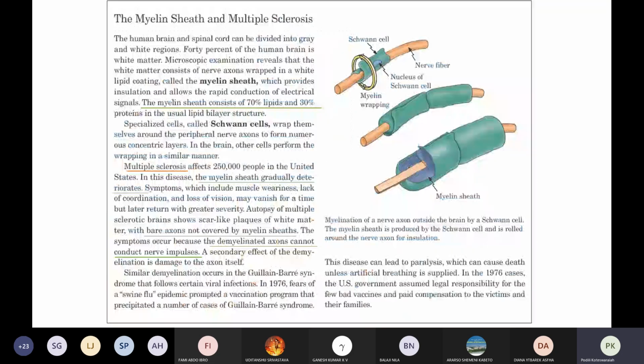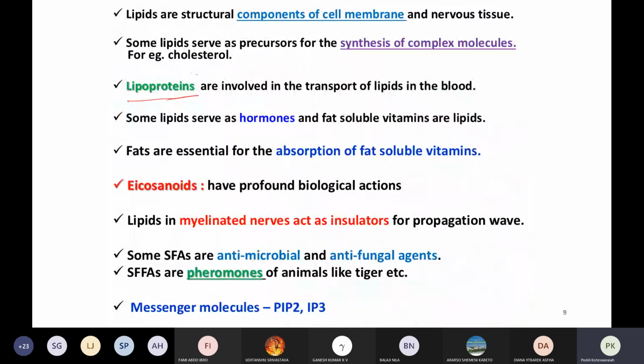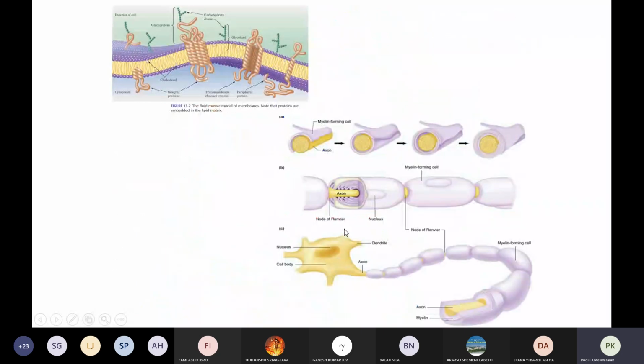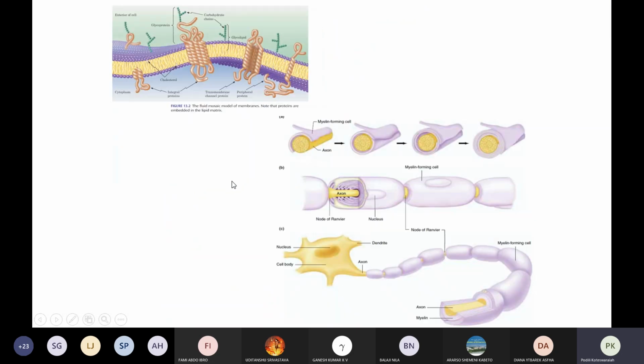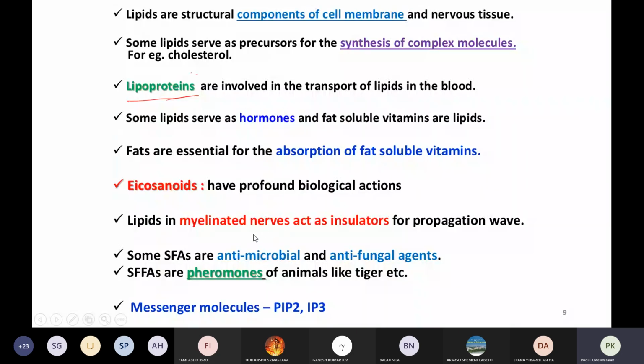And as I already said that the lipids that are present on the myelin sheath also act as an insulator in nerve signal propagation. And we can also see here, this is the neuron, and you can see here, this is the myelin sheath, and this myelin sheath prevents the leakage of the action potential during action potential propagation. And this myelin sheath is rich in the lipids.